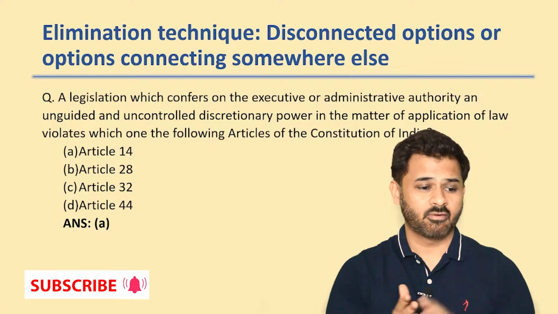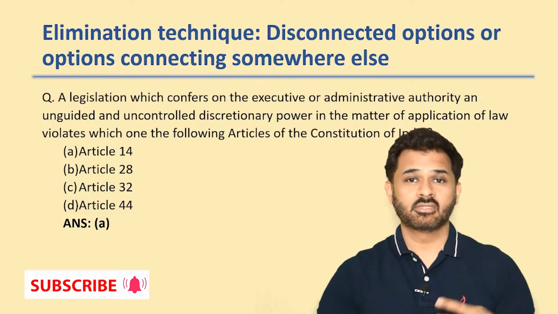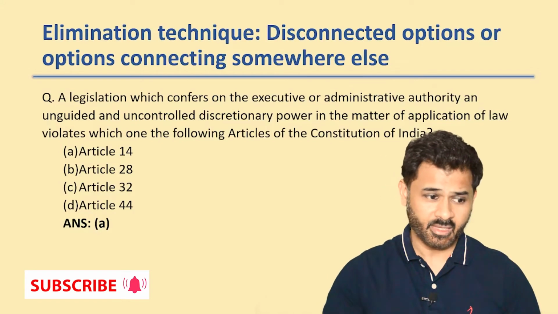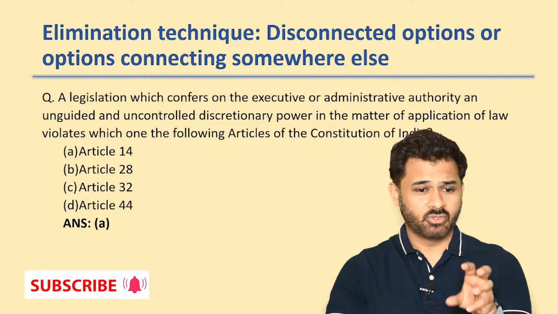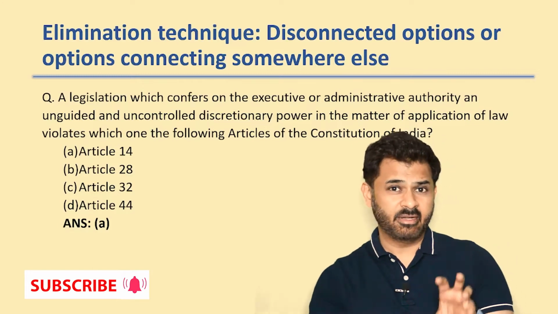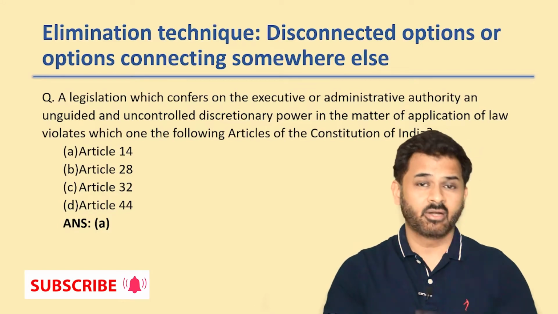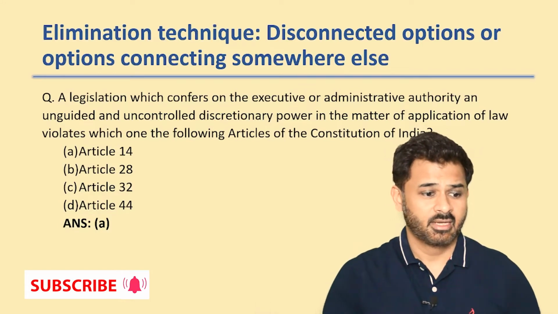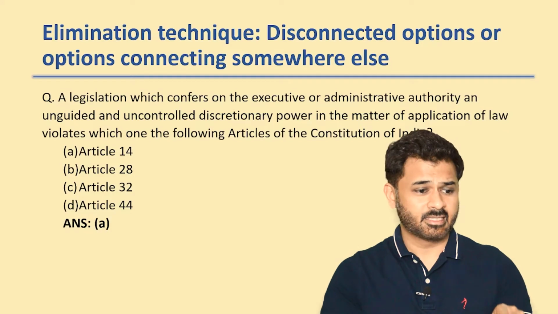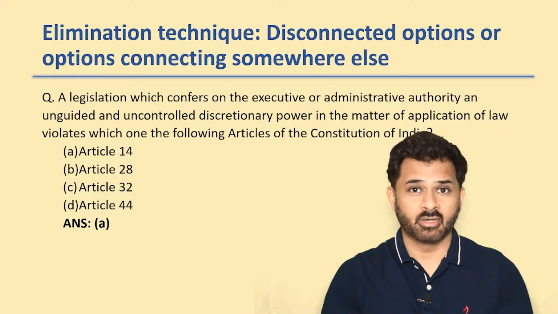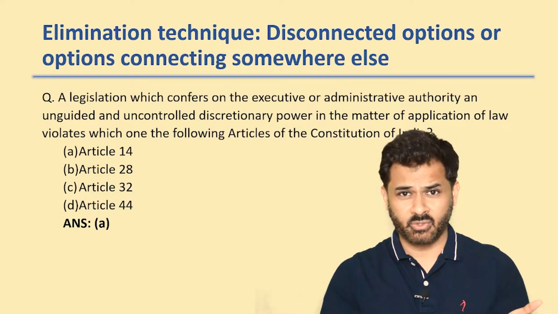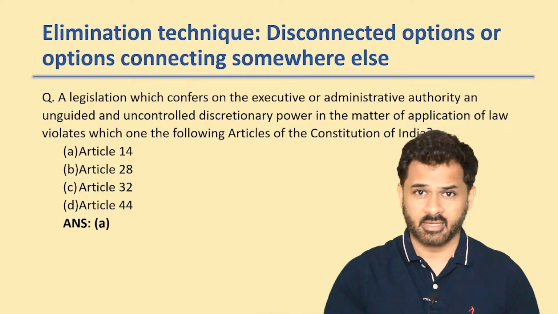The first technique is the elimination technique, where we focus upon the options given in the answer, looking at those options which are disconnected from the statement or the given question. So we eliminate on that basis. In this question, as you can clearly see, it is about uncontrolled discretionary power. Obviously it's a very easy question and you know the answer: it is related to rule of law, that is Article 14.